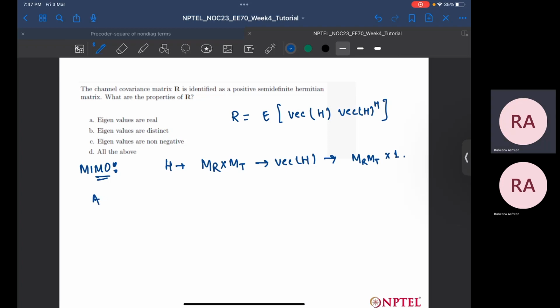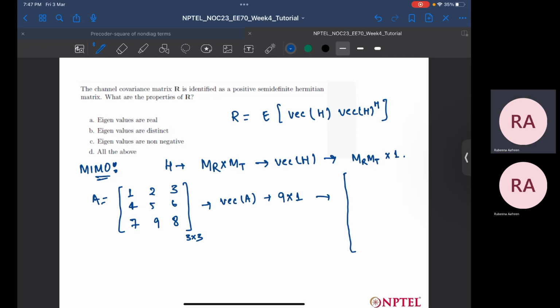One simple example we can see. Suppose A is a matrix 1, 2, 3, 4, 5, 6, 7, 8, 9, 7, 9, 8. What would be the size of vec A? This is a 3 cross 3 matrix. The vec A size would be 9 cross 1, and it will take the first column 1, 4, 7, then stack it over the second column 2, 5, 9, and then stack it over the third column 3, 6, 8. So this is basically what vec of any matrix is.